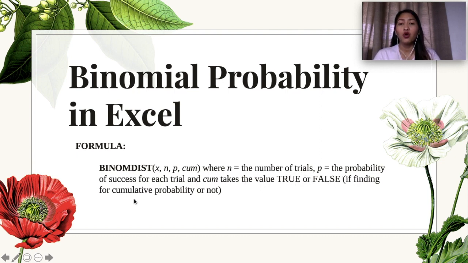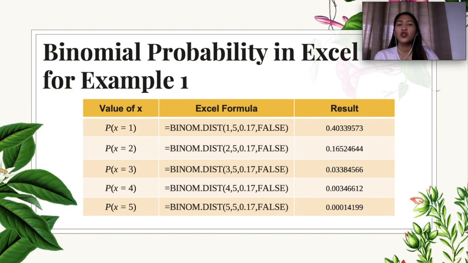It is true if you are looking for the cumulative probability. It is false if it is not a cumulative probability. So, in our example, it should be false because we are not looking for the cumulative probability. So, this is our Excel formula. If P is equal to 1, BINOM.DIST of 1, so this is the X, 5, the N, 0.17 which is our P or probability, and false because we are not looking for the cumulative probability.